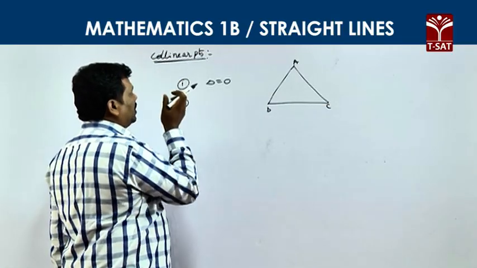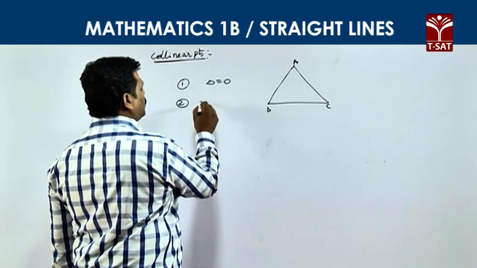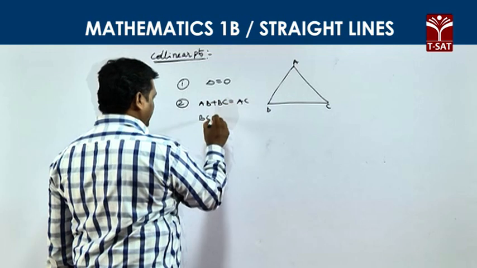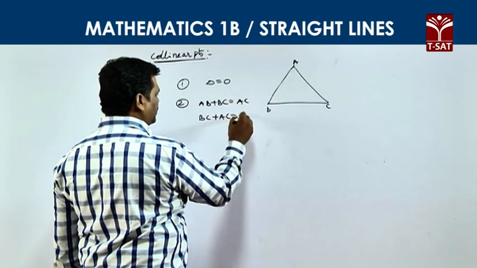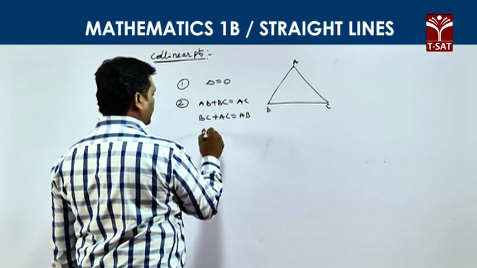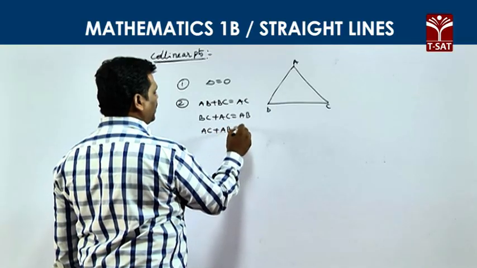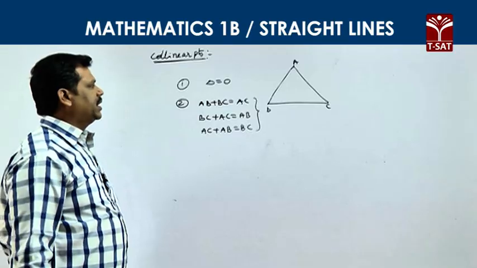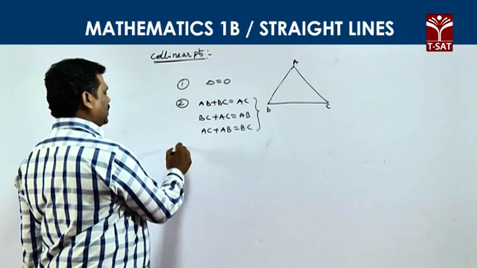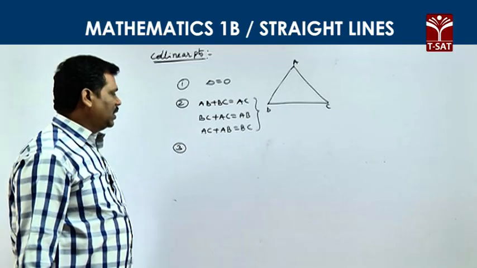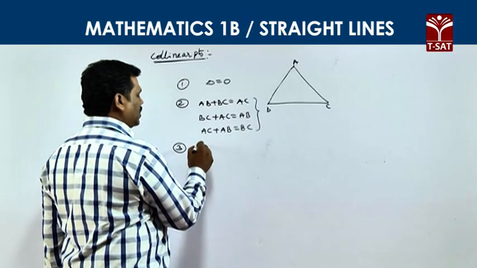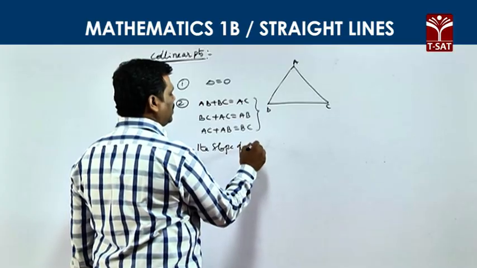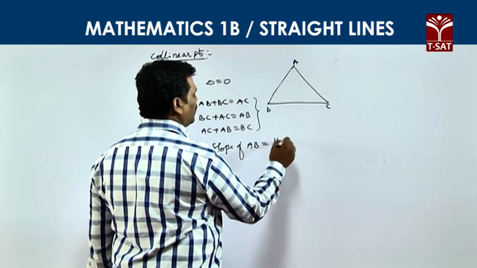The condition for collinear points: the sum of any two distances, AB plus BC is equal to AC, BC plus AC is equal to AB, or AC plus AB is equal to BC. Satisfying any one condition, the given points are collinear points. And the third one is the slope of AB equal to the slope of BC.